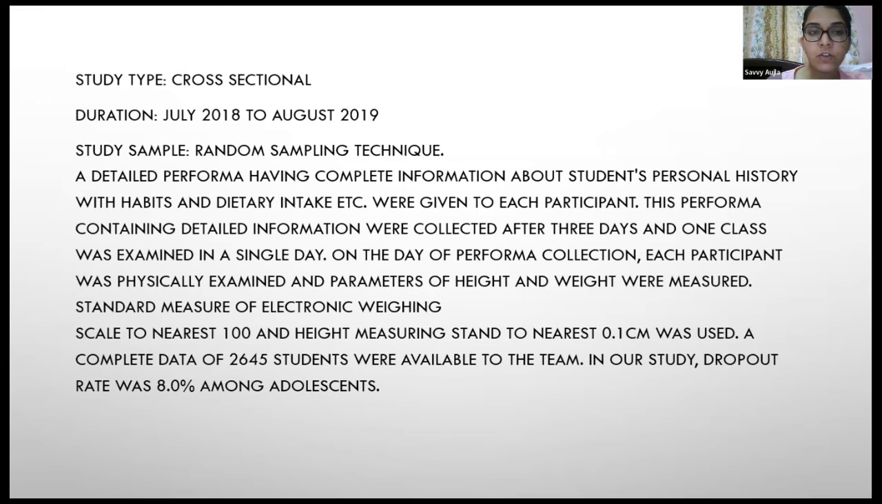The type of our study was cross-sectional, which was conducted between July 2018 to August 2019, and the study was done using a random sampling technique. A detailed proforma having the complete information about students' personal history, dietary habits, and dietary intake, etc. was given to each participant, and it was collected 3 days after. Then on the day of the proforma collection, each participant was physically examined and parameters of height and weight were measured using the electronic weighing scale and a height measuring stand. In our study, the dropout rate was 8% among adolescents.